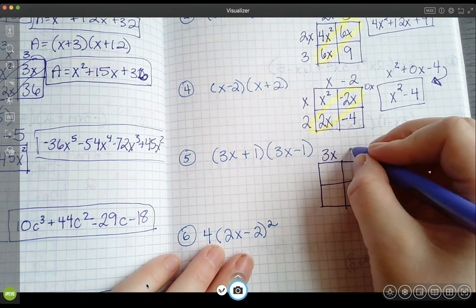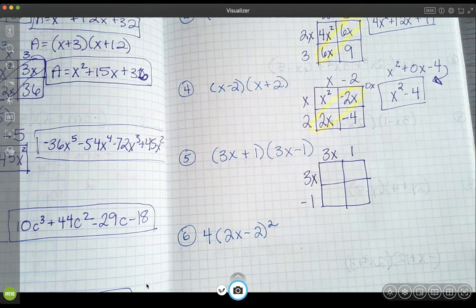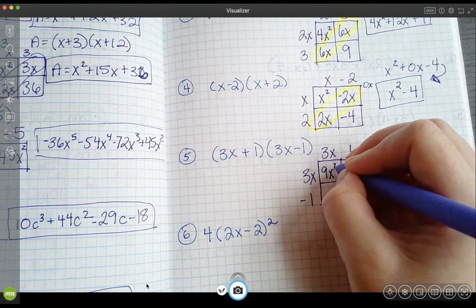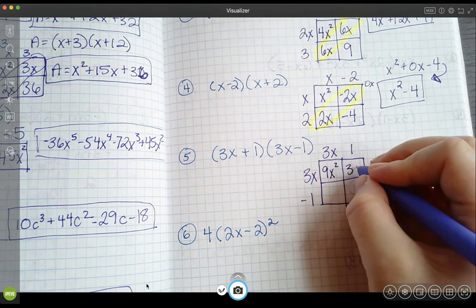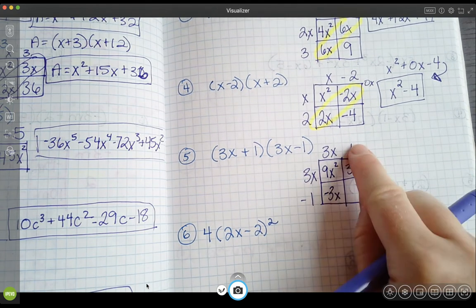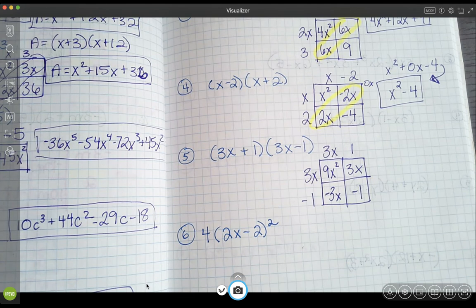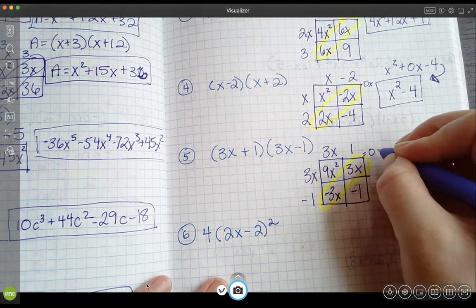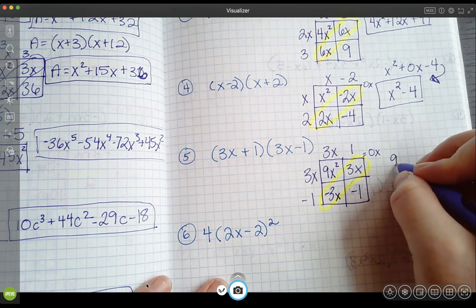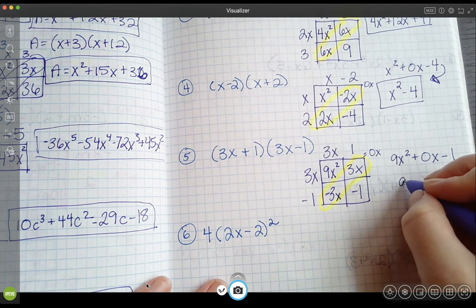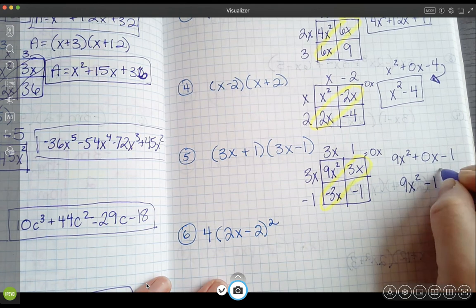3x plus 1 and 3x minus 1. 3x times 3x is 9x squared. 3x times 1 is 3x. 3x times negative 1 is negative 3x. And negative 1 times 1 is negative 1. So we look at our diagonals because they are like terms. 3x minus 3x is 0x. So this comes out to be 9x squared plus 0x minus 1, or just simplified all the way is 9x squared minus 1.